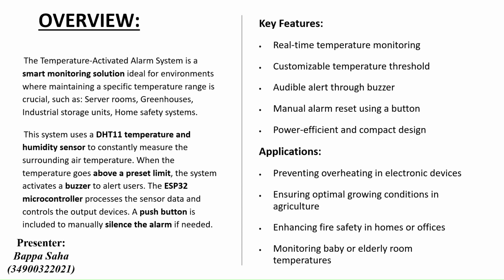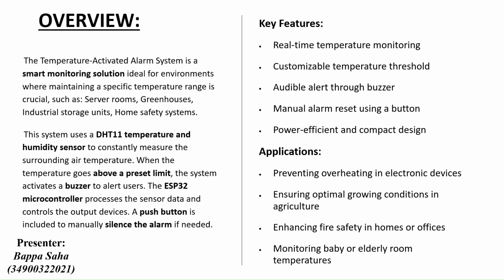This is an overview of how the system works. Our system is ideal for places where maintaining a stable temperature is very important, such as server rooms, greenhouses, industrial storage units, or even in homes for safety. It uses a DHT11 sensor to measure temperature and humidity and an ESP32 microcontroller to process the data. When the temperature goes above the defined limit, a buzzer is activated to alert the user. There is also a push button provided to manually silence the alarm when needed. In short, the system is smart, compact, and power efficient, perfect for continuous temperature monitoring.